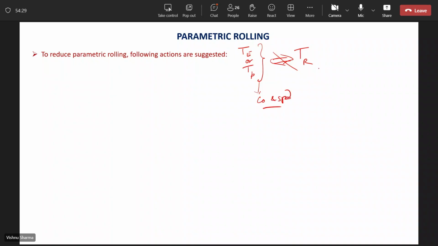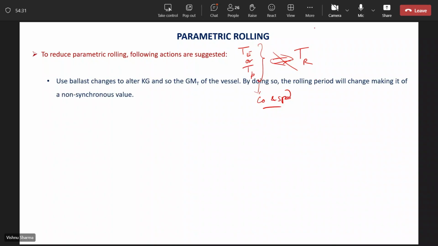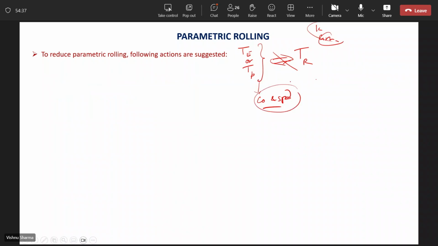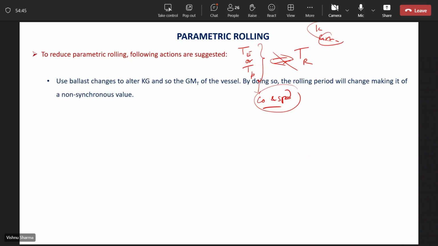TR, the rolling period of the ship, can be changed by changing the KG and the GM. Obviously, the most viable option will be course and speed because especially in parametric rolling, you don't have time to really waste in taking corrective action. But technically, what you're seeing on the screen is a technical aspect. Yes, if you can change the TR quickly, then also the parametric rolling can be avoided.